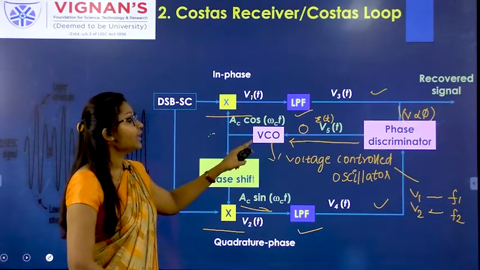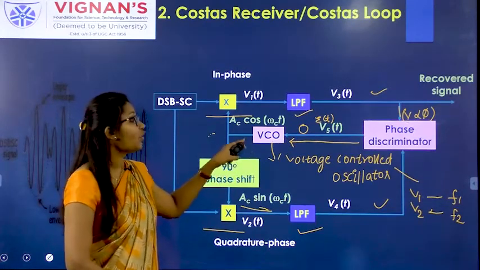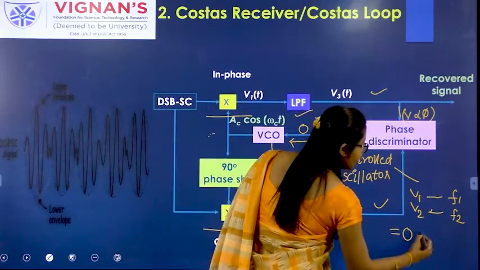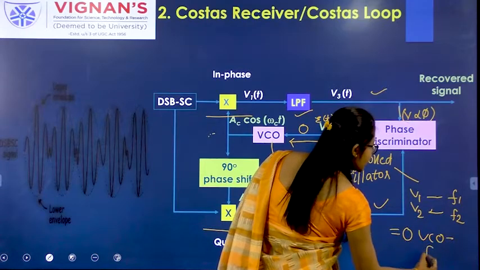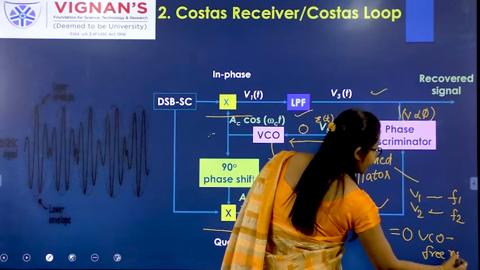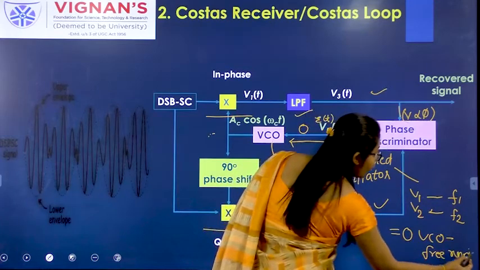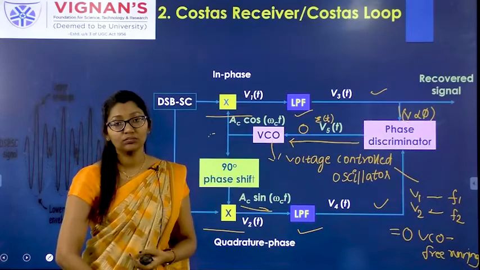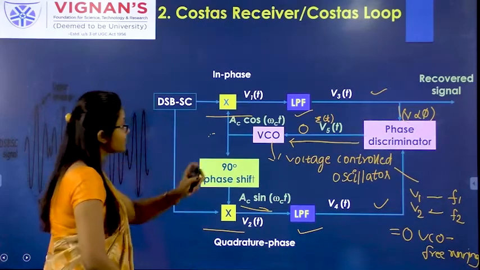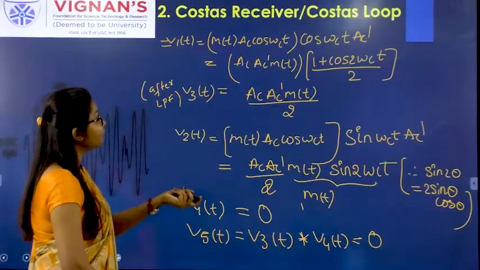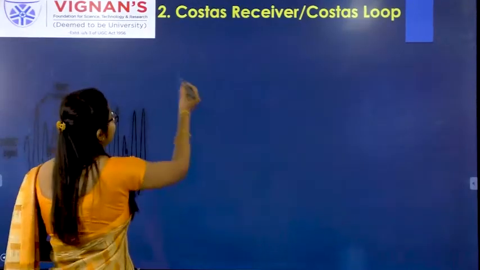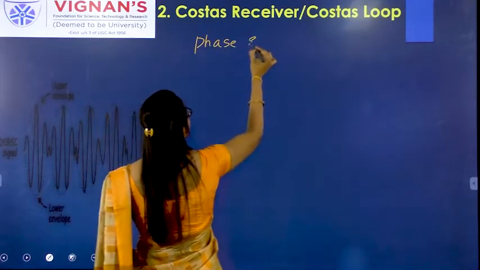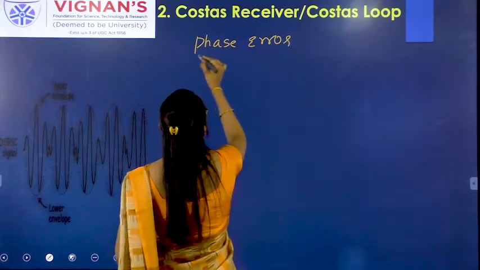So when 0 is given as input to the VCO, that VCO will produce free running oscillation. Even though the input is 0, the VCO will give free running oscillations. Right? Free running oscillations with input 0. Means here your error has appeared as 0. So what will happen if I give an error? Some phase error I am giving.